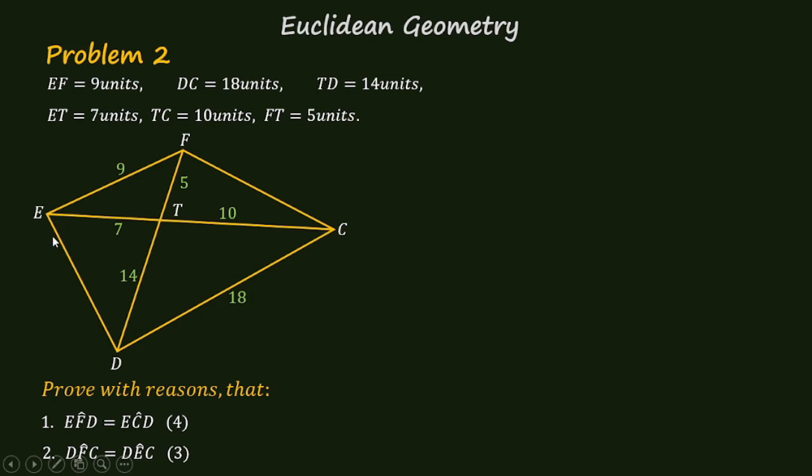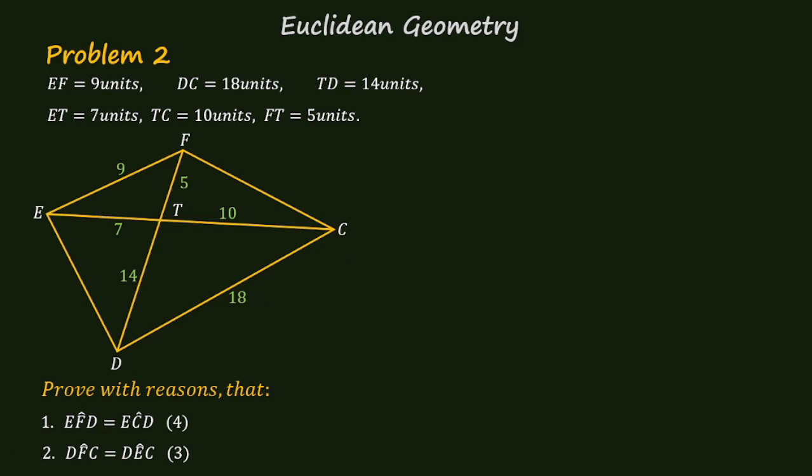And remember the second condition of similarity that we looked at. We said if the corresponding sides of two triangles are in proportion, then the two triangles are similar. We want to use this understanding here, right? If we can show that triangle TFE is similar to triangle TCD, then we can use that understanding to show that even their corresponding angles are equal to each other.